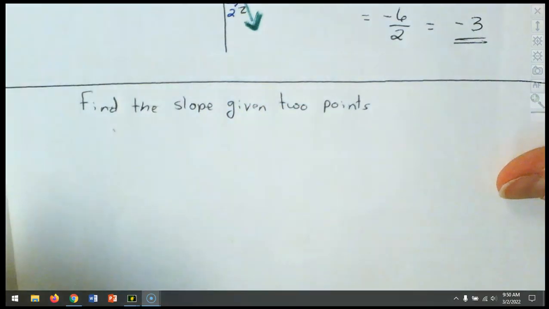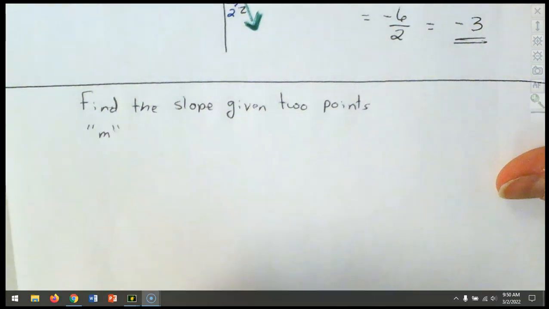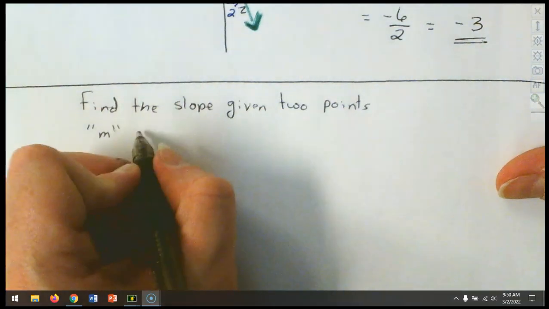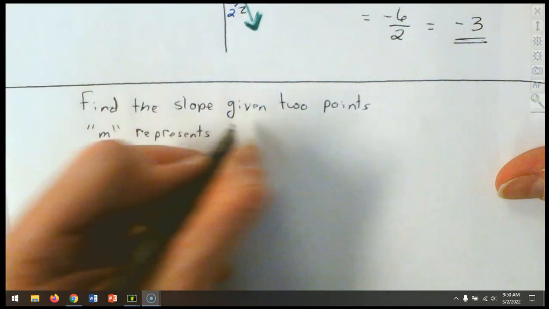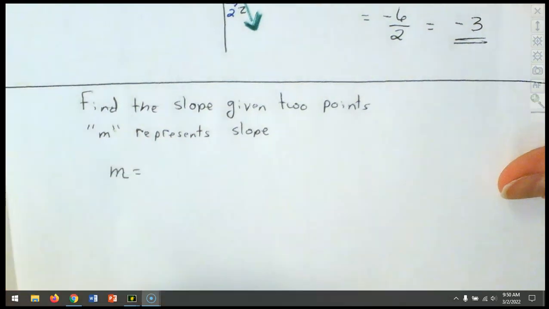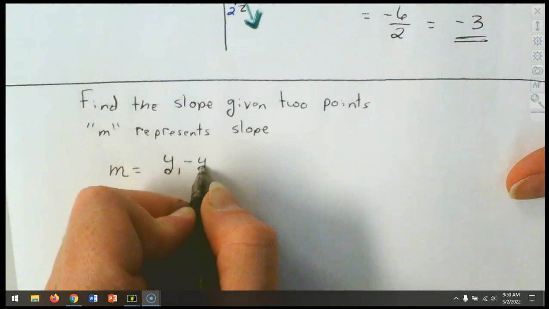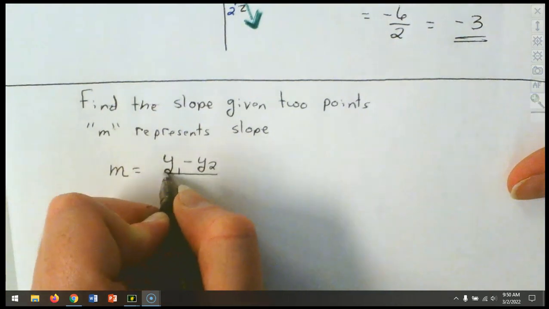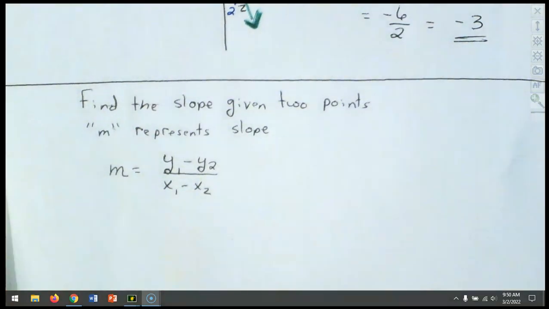And when we want to find the slope, m represents the slope. So lowercase m is going to represent the slope. And our formula is m equals y1 minus y2 over x1 minus x2.